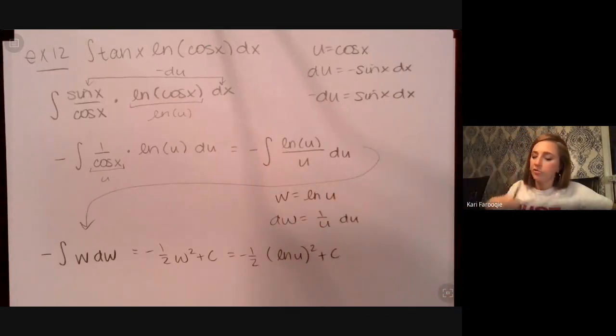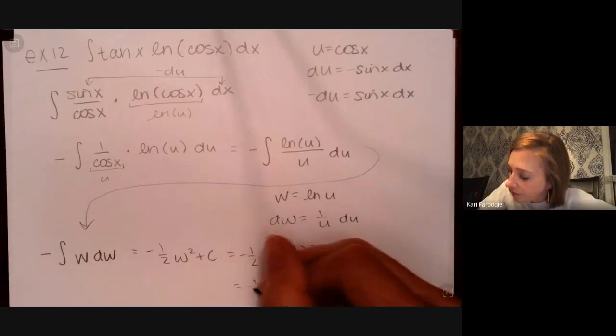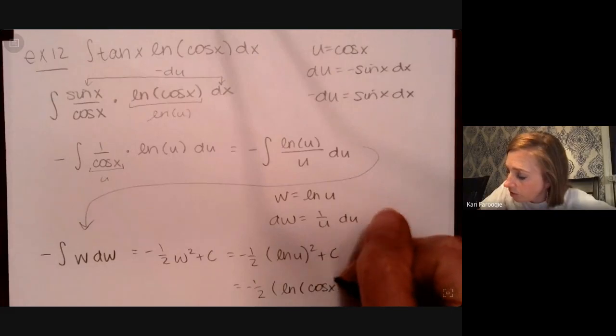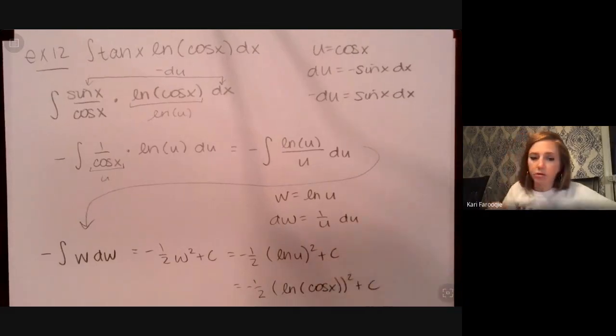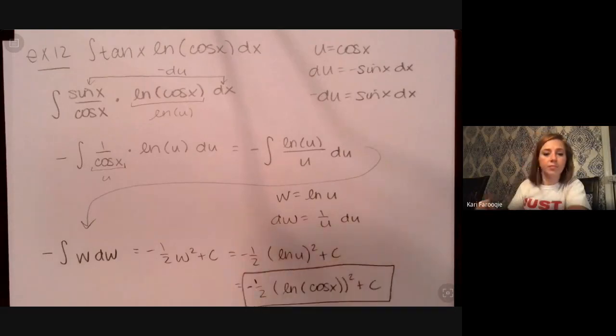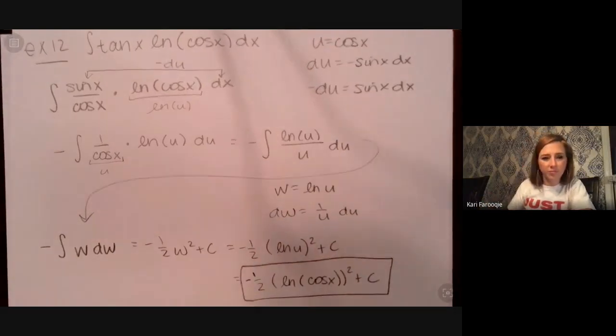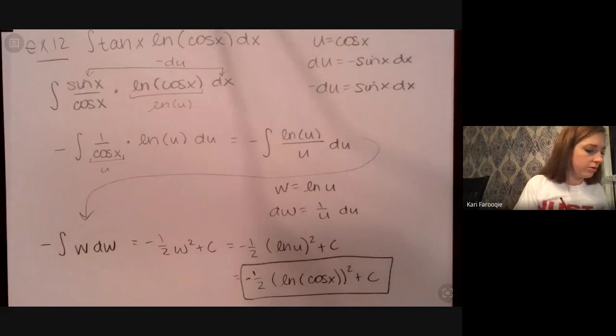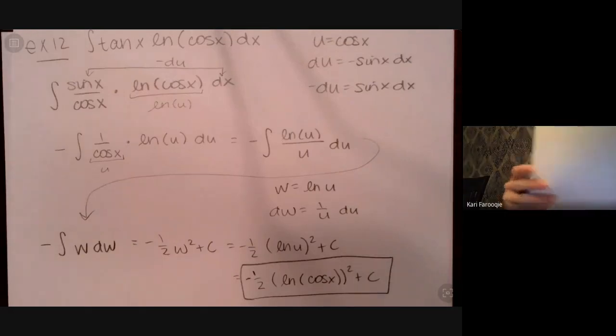And then back substitute for x. Negative 1/2 ln cosine x, quantity squared. Make sure you're careful with your grouping symbols, plus c. I'm trying to get it all in there. So that was definitely a little bit of a trickier one. But now that you've seen it, hopefully part of that will stick with you.